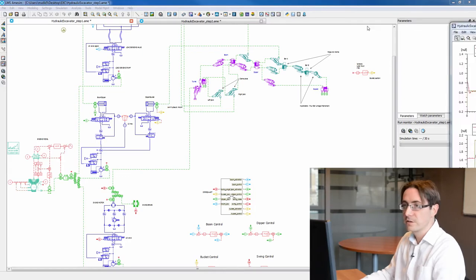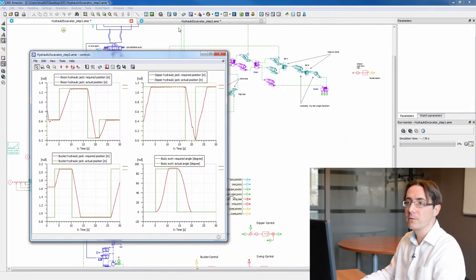The state chart functionality will define the different steps of the working cycle, and the working cycle will be the traditional JCMAS cycle that is used for regulation. So, some results of the simulation. Here we have access to the displacement of the actuators, the hydraulic jacks for the boom, the dipper, and the bucket, and also the swing angle.